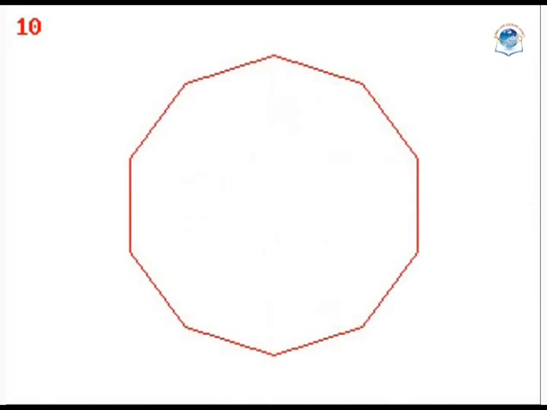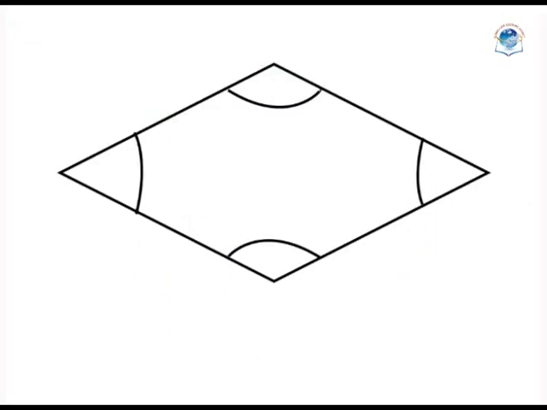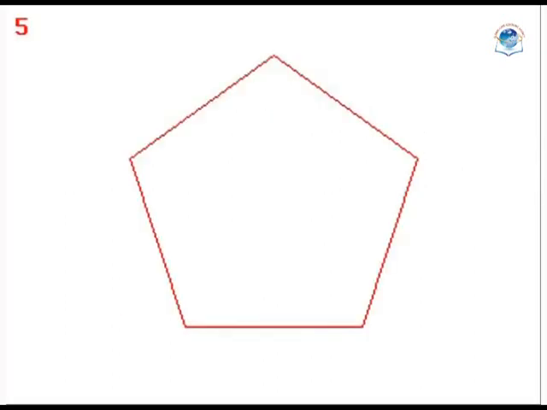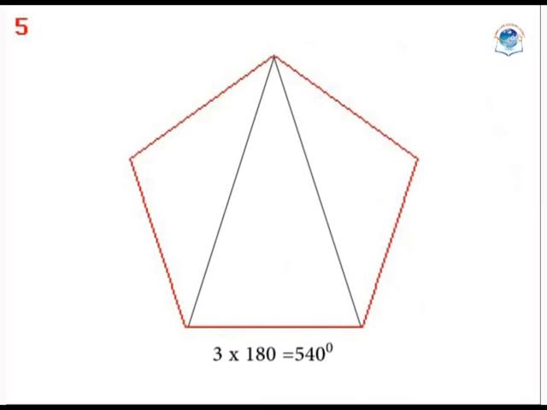To find the sum of the interior angles of a quadrilateral, we divided the figure into two triangles. Equally, for any polygon, we divide it into the possible number of triangles. So if we have a pentagon, it can possibly form three triangles. Each is 180 degrees. So the sum of the interior angles of a pentagon is 3 times 180, which is equal to 540 degrees.